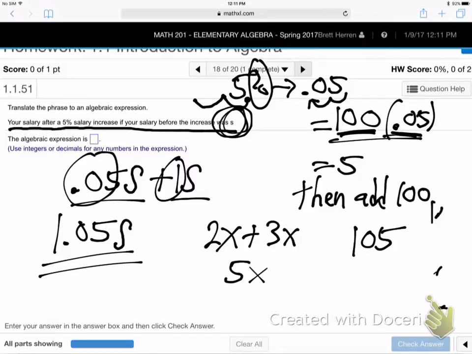Now, instead of multiplying by 0.05, getting an answer and then adding back the original, you can just multiply by 1.05. See, the 1 gives you the original. 1 times anything is itself. And the 0.05 gives you the increase, gives you the whole thing all at once. Do you know what I mean? Am I making any sense?